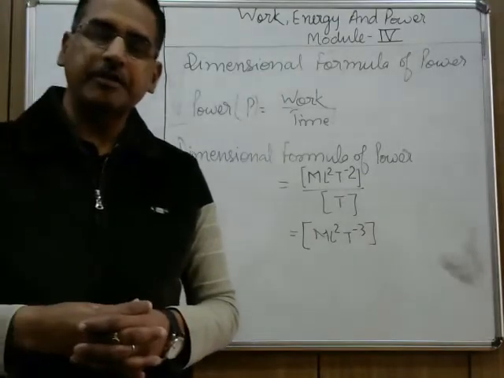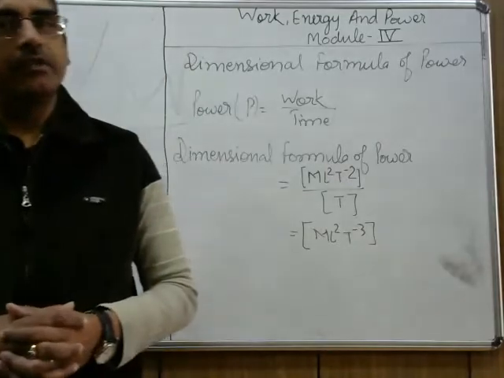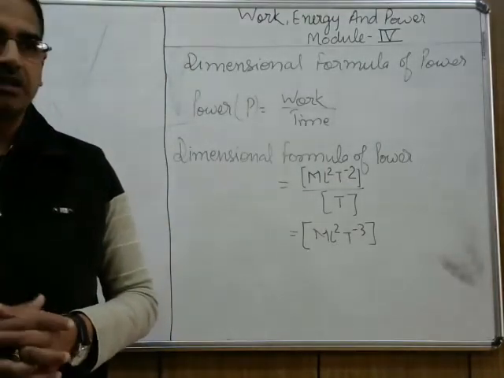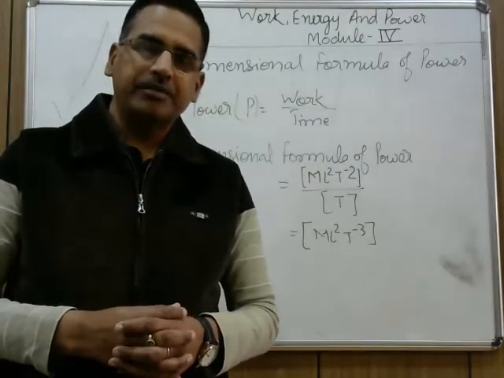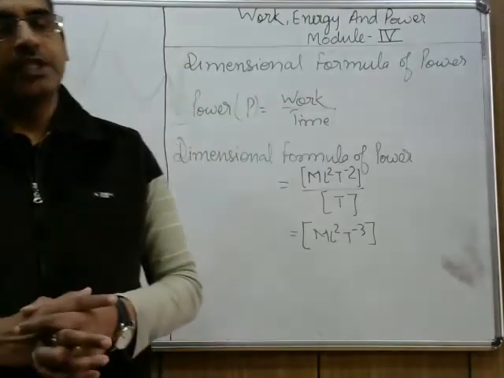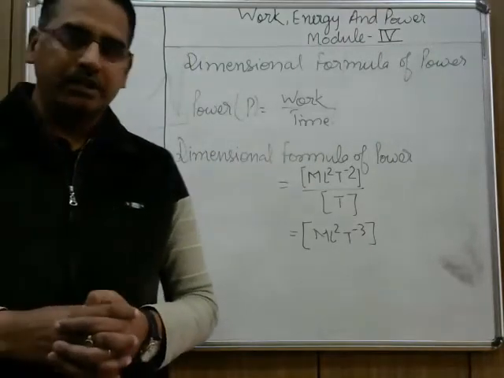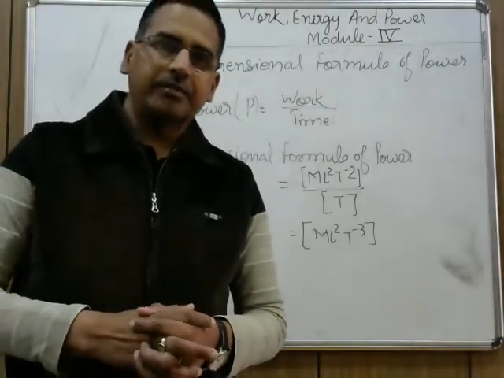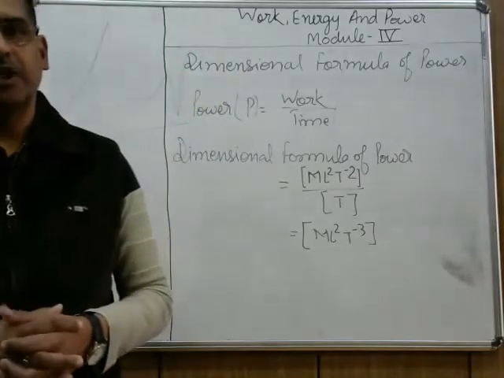The SI unit of power is watt. Then further, how to define 1 watt? 1 watt is the power of a machine or any agent which performs a work of 1 joule in 1 second. If any machine is performing 1 joule work in 1 second, then the power of that machine is said to be 1 watt.